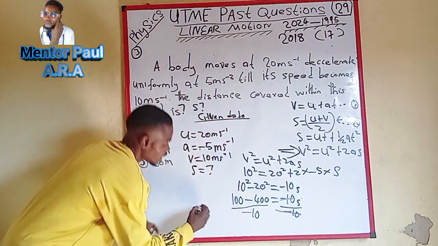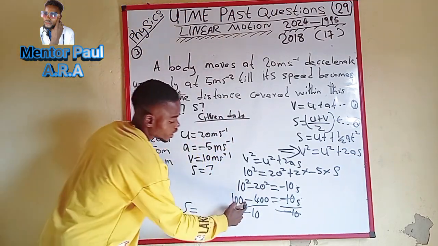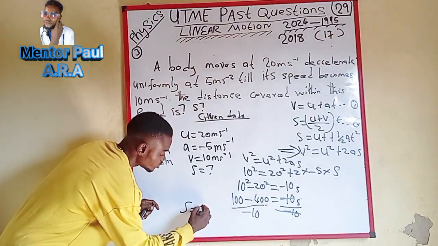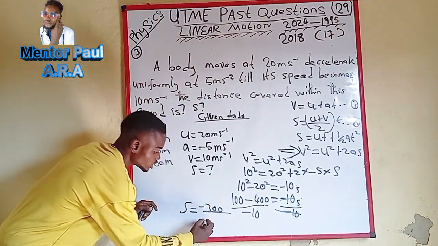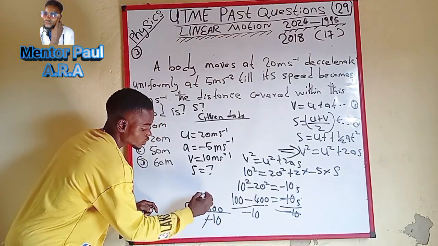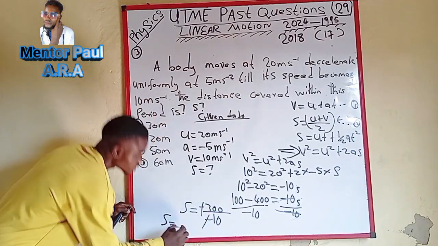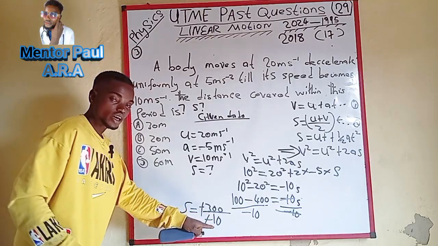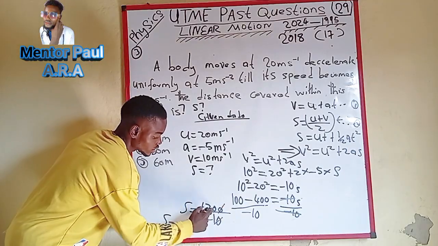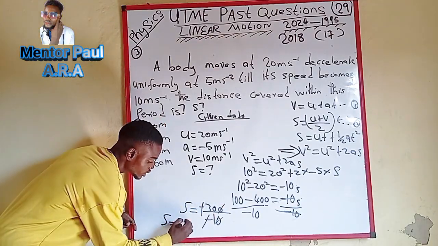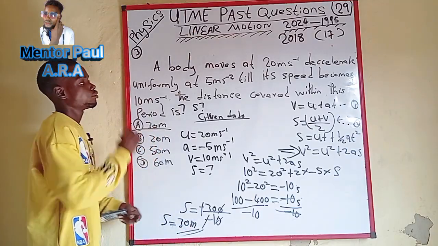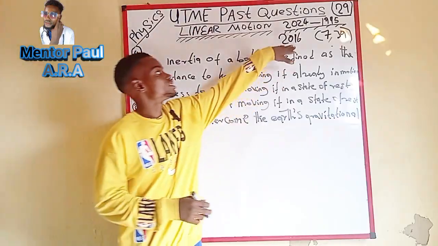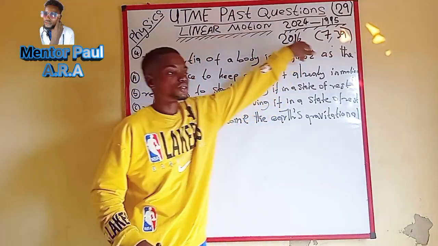This cancels this. I'm going to have s equal to 100 minus 400, which is going to give me minus 300, over minus 10. This will cancel this, so that s, which is the distance, equals 300 divided by 10. Then 30 over 1 is 30, measured in meters. So where is the option? Option number A.